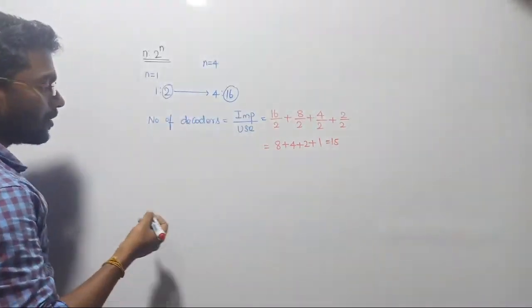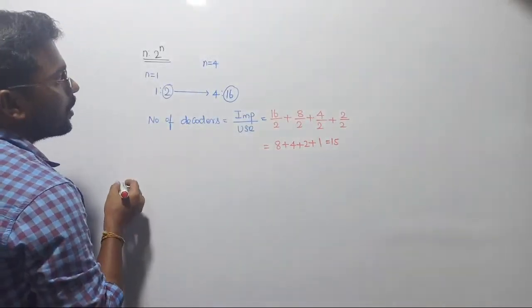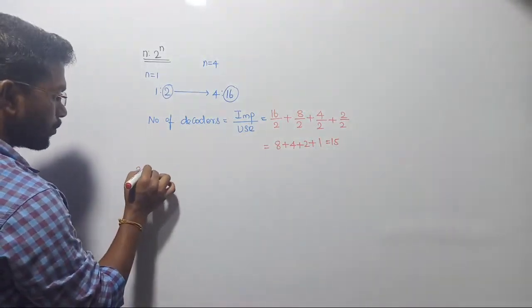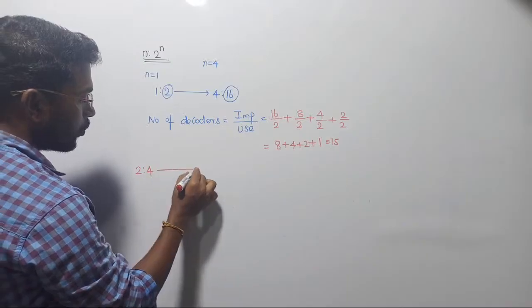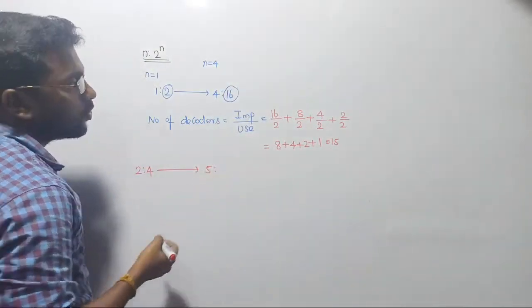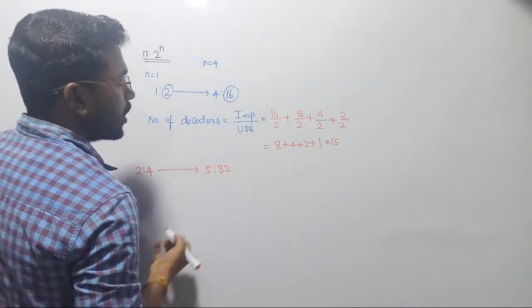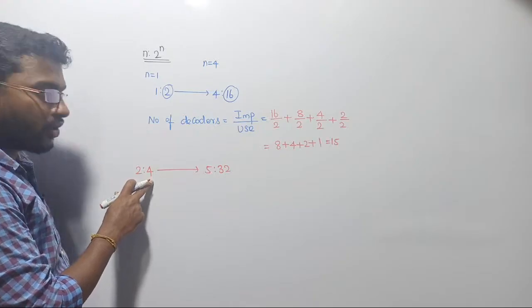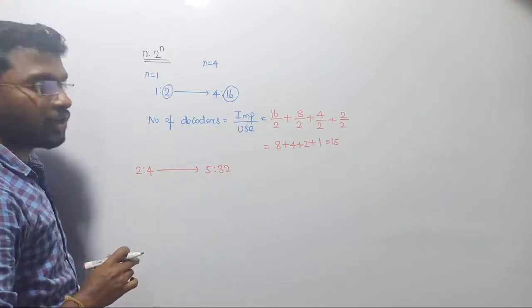Right? So let us raise the question again. For an example, let me consider n equal to 2. Then we are going to get 2 cross 4. Now let us consider n equal to 5, it is going to be 5 cross 2 power 5, which is 32. Now the question is, identify the number of 2 cross 4 decoders required in order to implement the 5 cross 32 decoder.